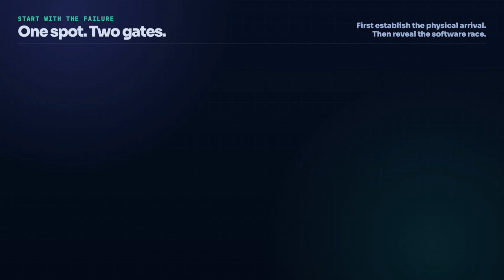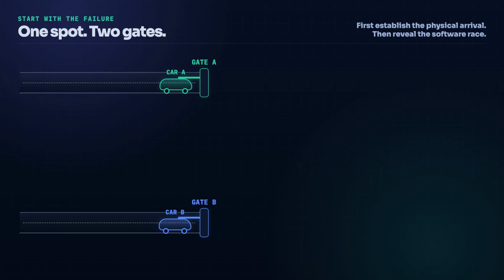Let us begin with the bug that decides whether this design is safe. At gate A, one car drives towards the entrance. Almost at the same time, a second car approaches gate B. Inside the lot, there's only one free medium spot, M13.